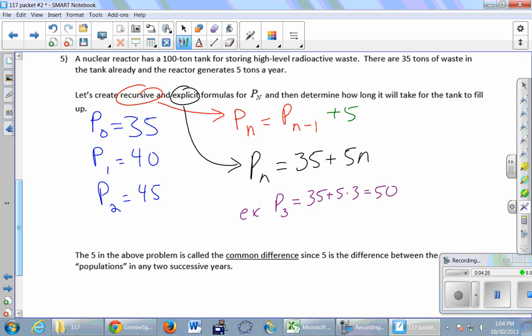Okay, so let's see if we can get to Griffin's answer. So we know that the capacity of the tank is 100. Is 100 the value of n, or is 100 the value of P sub n? It's P sub n. You want the amount of stuff in the tank to be 100. So we just change this equation so that it says 100 equals, and then we copy everything else. And this is one of the few moments in this class where we are asked to do some algebra. So solve that for n.